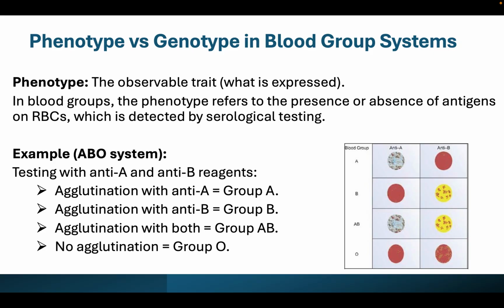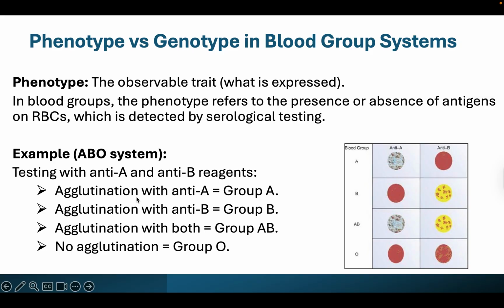Example, testing with the ABO system, testing with A and B reagent. I have the anti-A and anti-B, they come from the company, and I test them with the red blood cells of an individual, either donor or recipient. Okay, let's go to this picture. Maybe we can read and refer to the picture at the same time.